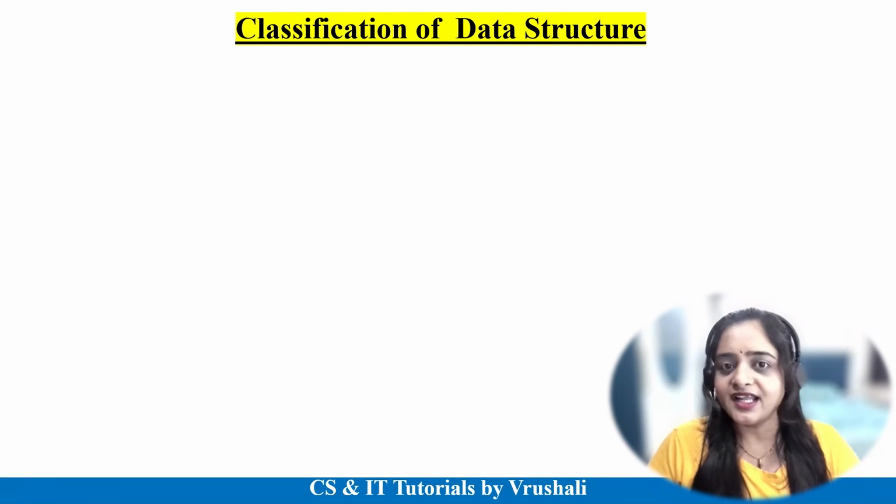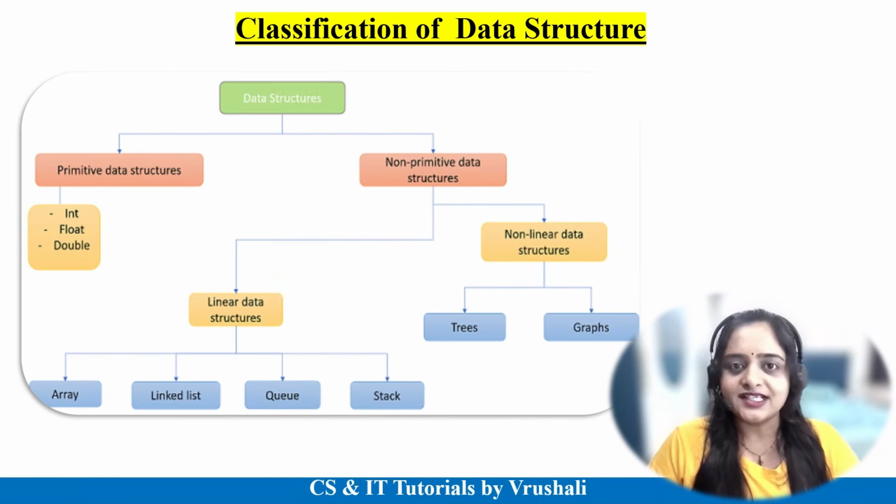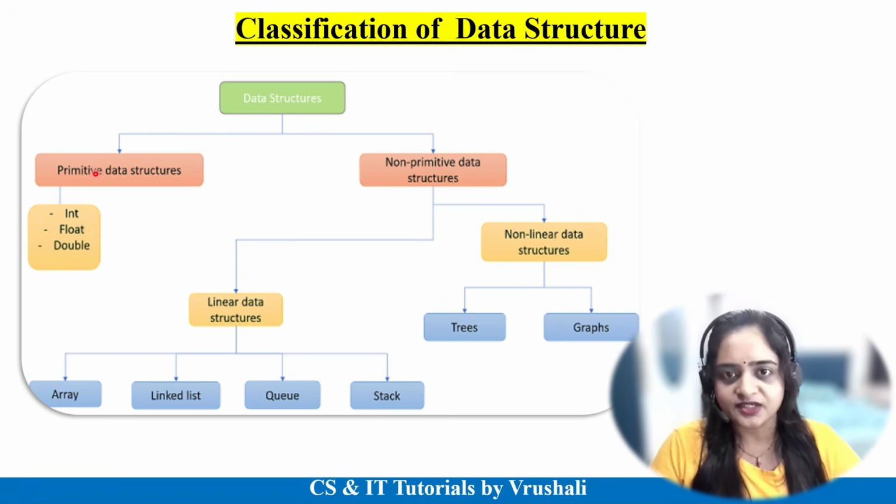What are the types and classification of data structure? From your exam point of view, this is one of the most important diagrams. See here, data structure is divided into two types, primitive data structure and non-primitive data structure. Primitive data structure means built-in data types. I think you have already executed some programs where you have used integer, float, double, character, boolean, this kind of data types. So these data types are called primitive data structure.